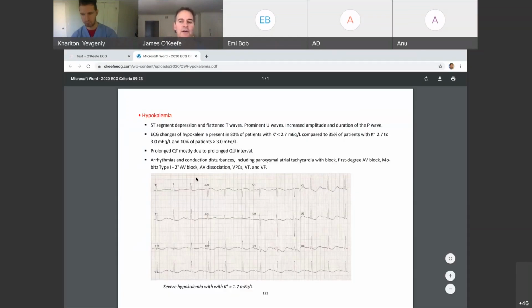Here's another one, another big wide one. It has sort of the same look to it, like the one before. It's a different tracing, but this one also has first degree AV block, and it's sort of a broad U wave.